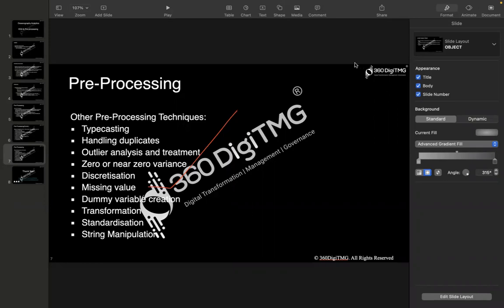After converting this, we have dummy variable creation. A dummy variable is a variable that takes the value 0 or 1 to indicate the presence or absence of something. Let us take an example: 0 may indicate a placebo and 1 may indicate a drug.